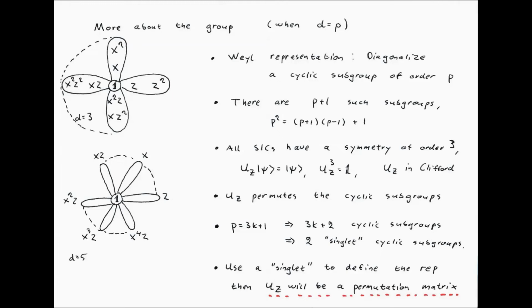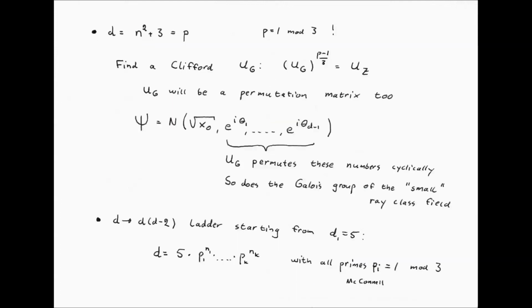And as it happens, in the sequence n squared plus 3, all the prime factors occur, except sometimes 4, but this is relevant. If the dimension is n squared plus 3 and prime, then the dimension is necessarily 1 mod 3, and that means that our symmetries will be represented by permutation matrices. This is basically why it works.